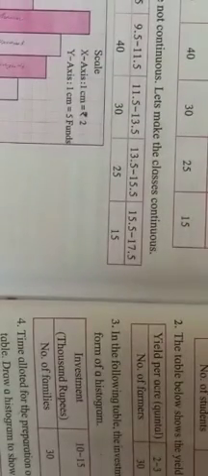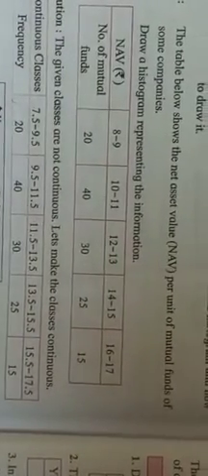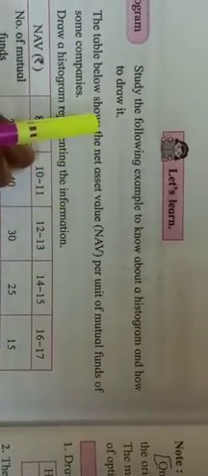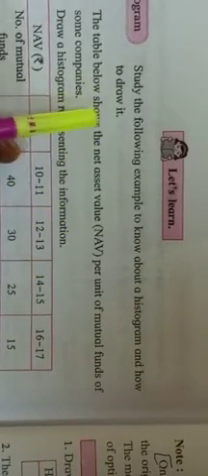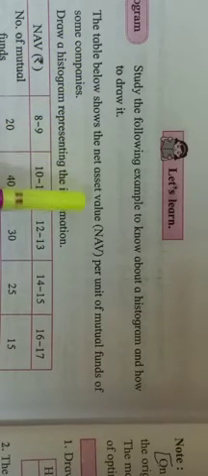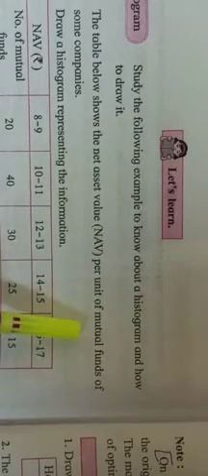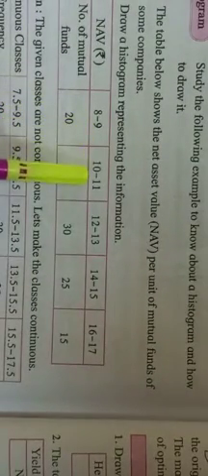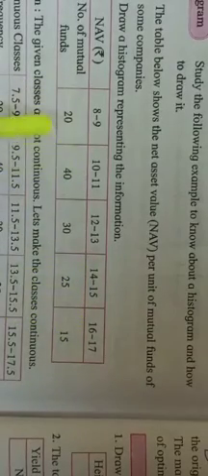So here also in your textbook this one example is given where you have been asked to know about histogram. You study this example and see how to draw it. First, you see the table below shows the net asset value per unit of mutual funds of some companies, and you have to draw the histogram. Here 8 to 9, 10 to 11, 12 to 13, 14 to 15, 16 to 17 are all classes given, and number of mutual funds is your frequency.